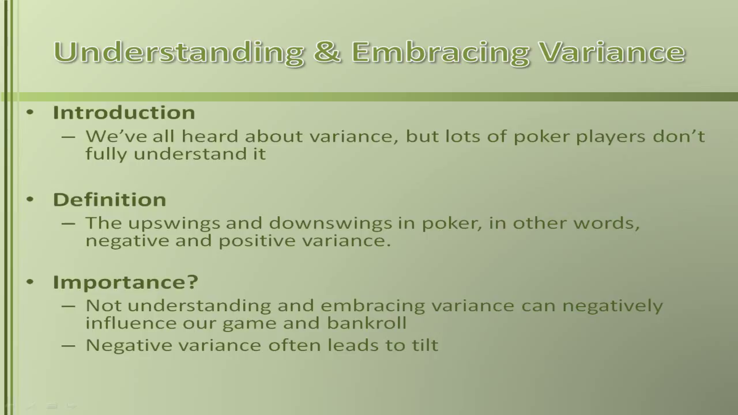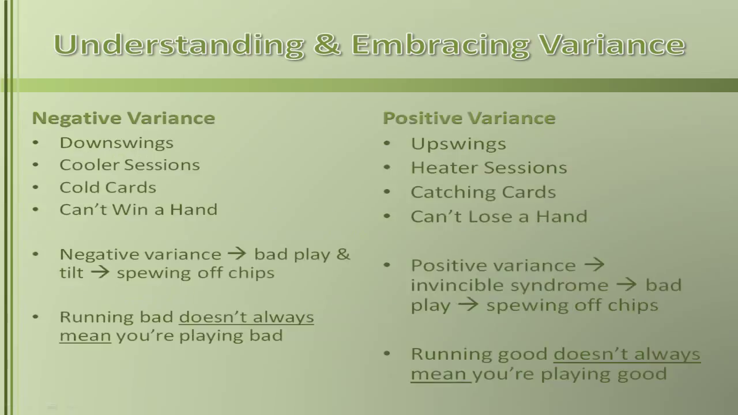Conversely, if you're running really well, people get that syndrome that they're invincible, and they can also play fairly poorly and spew off chips that they probably shouldn't have spewed off, even though it's going to be much less than if you're running badly. You really don't notice it, but it is happening. So let's talk a little more about both negative and positive variance. I think this is a fairly easy to understand concept.